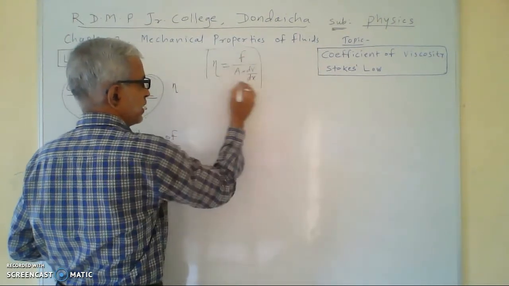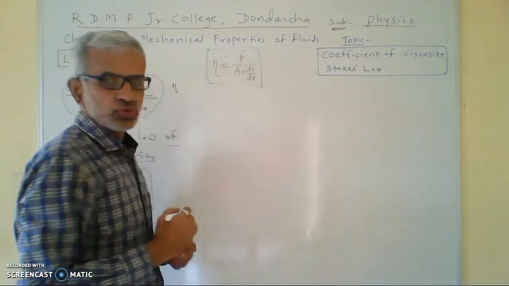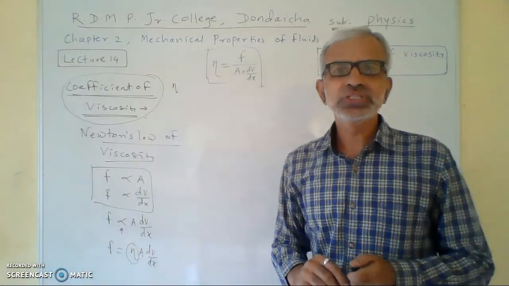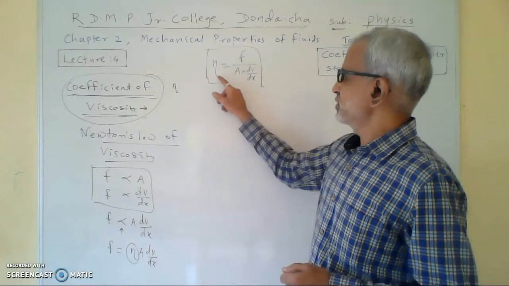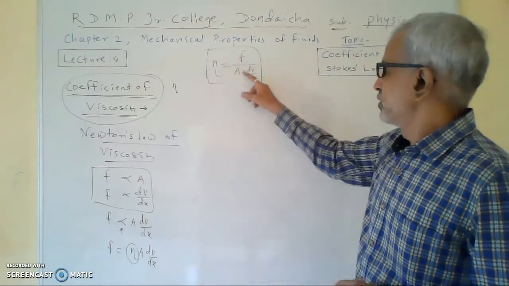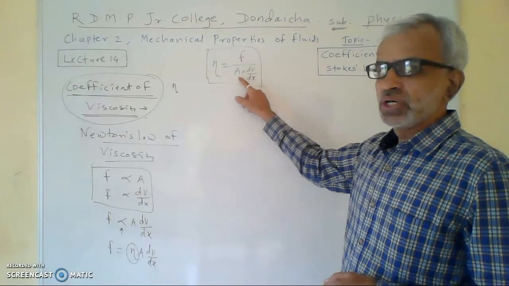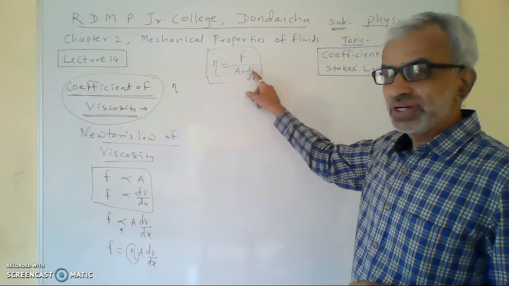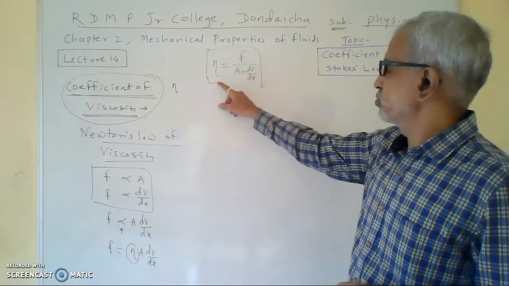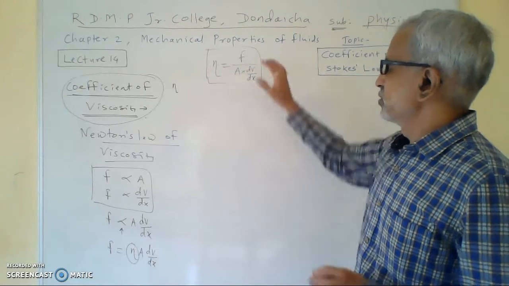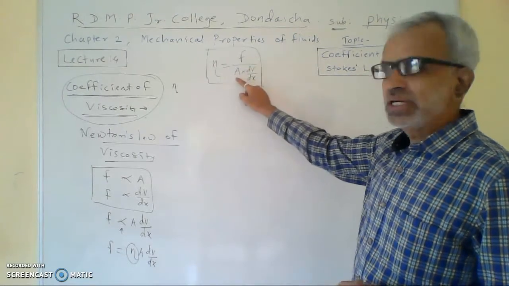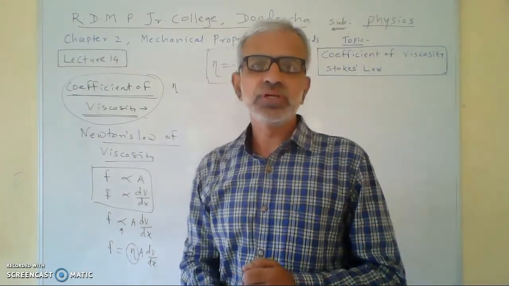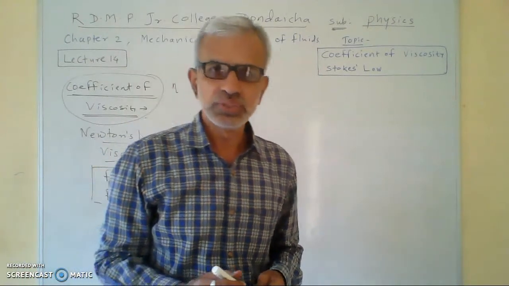And from this formula you can define what is coefficient of viscosity. Now let us define it. Coefficient of viscosity is defined as viscous force per unit area of the layer per unit velocity gradient. This is the simple definition of the coefficient of viscosity.